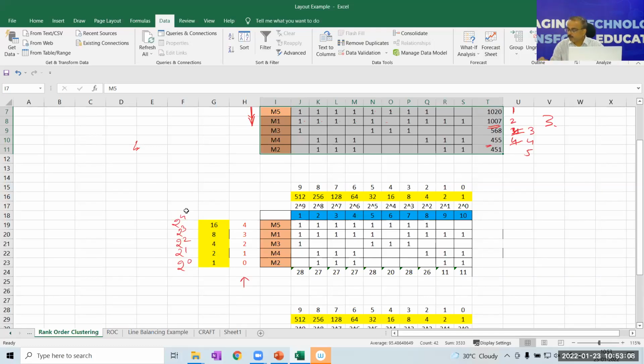And again, what you have to do, you have to multiply it with the corresponding column values. For example, 16 into 1, then 8 into 1, then 4 into 1. So 16 plus 8 plus 4, that will be 28. So this will be the column summation. So similarly, for each, you have to form the column summations here.